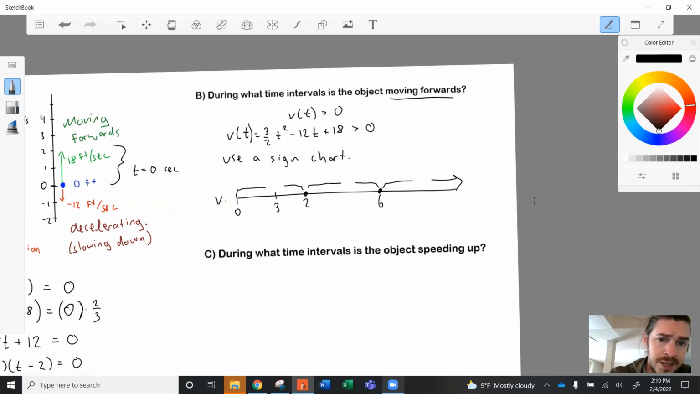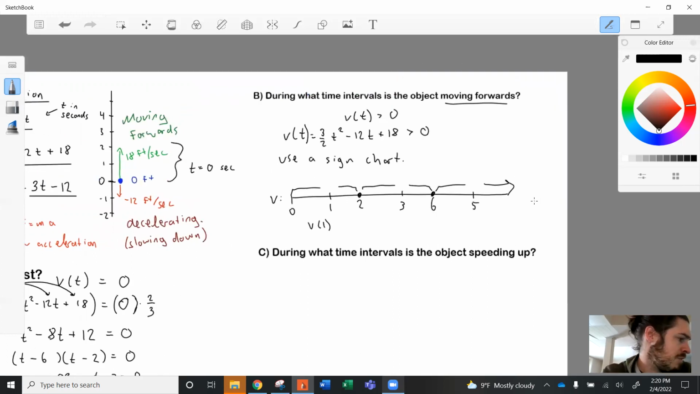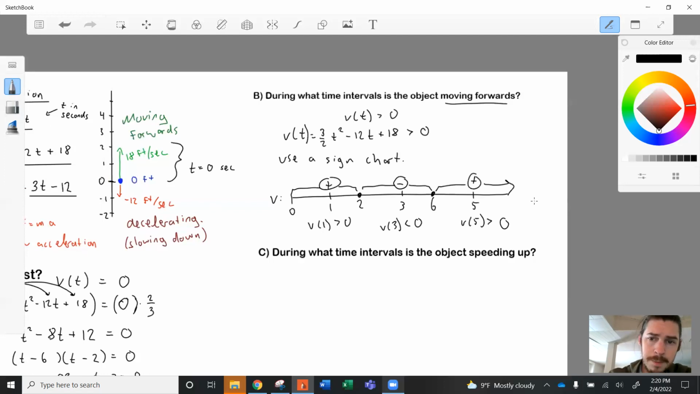So you can pick 1 in this interval, maybe 3 in this interval, and 5 in this interval. And then we're going to evaluate v of 1. I'll leave it to you to plug this into your calculator, but you'll find that v of 1 is positive. So we have a positive value here. v of 3 is a negative number, so it's negative here. And v of 5 is positive again, so it is positive here.